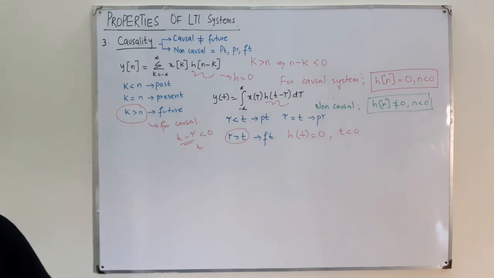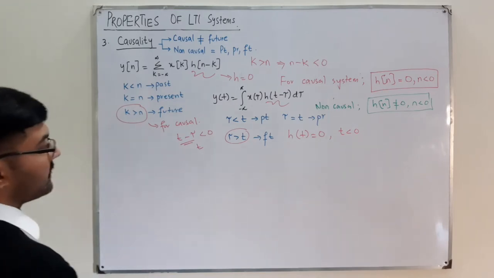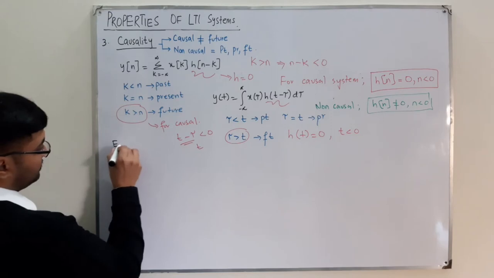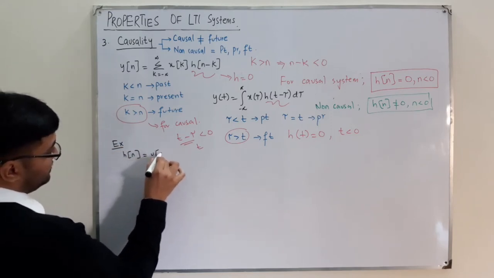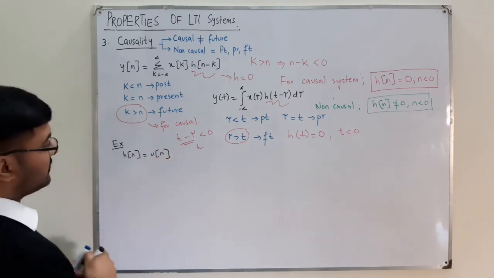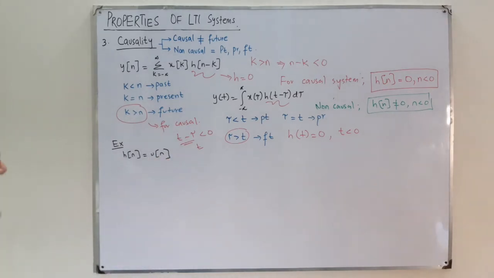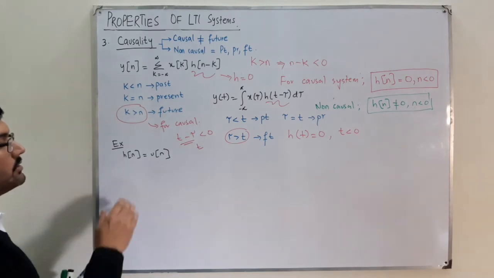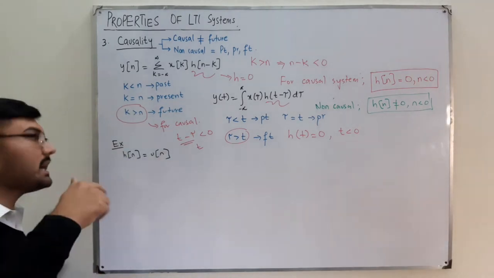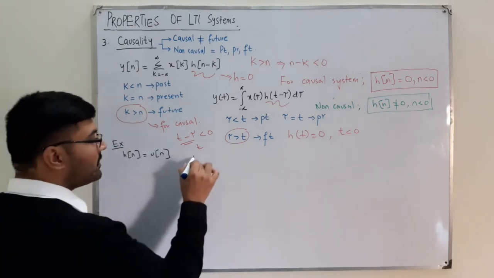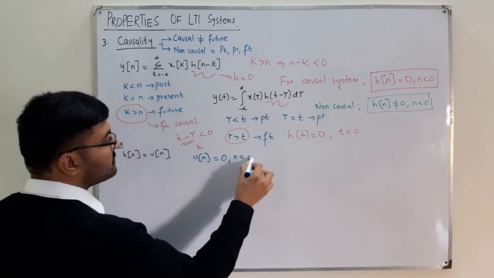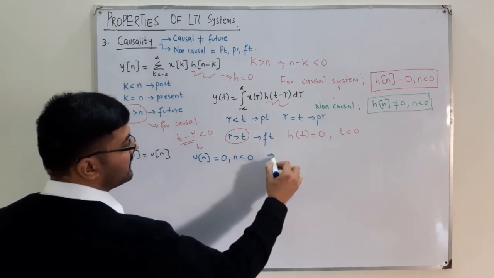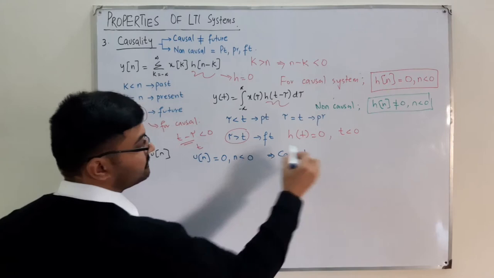Let me check if we have an example. h of n is u of n. Is it causal? Have a look. The impulse response is given. It's a unit step function. You know that it exists only for the positive values of time. We know that u of n is equal to 0 for negative values of time, which means that this is a causal system.